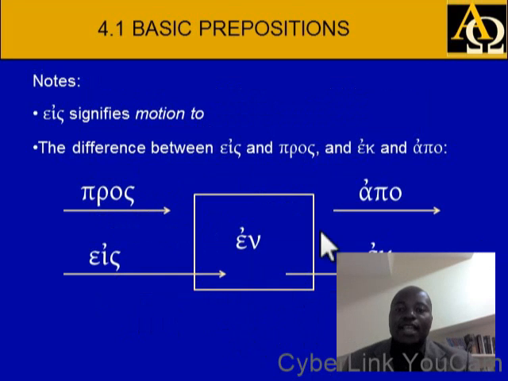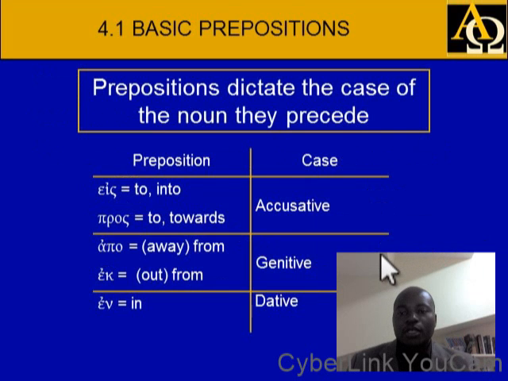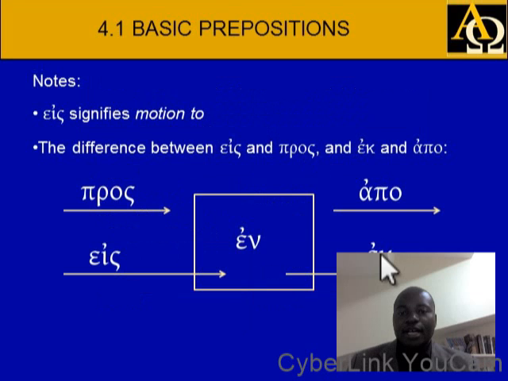Okay, this diagram here really just puts it all together. Eis signifies motion, the difference between eis and pros, and ek and apo. So pros is towards, going towards something. You have not reached yet, but you're going. And then apo is moving away from something. You've already left it and you're moving away from it. Eis is getting into something. En is inside something. And ek is going out of, coming out of, whereas apo is going away from.